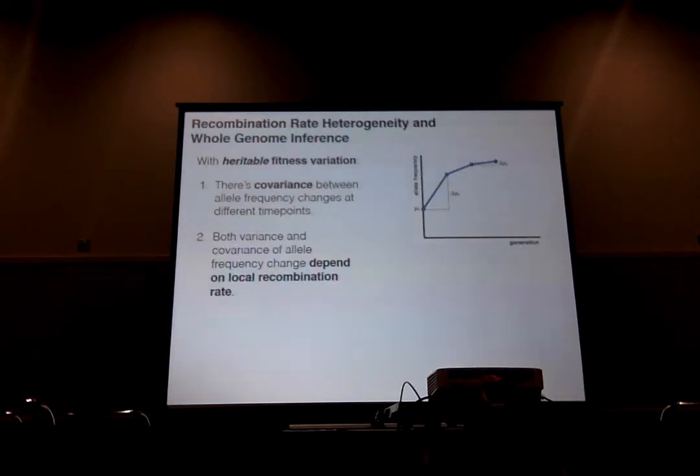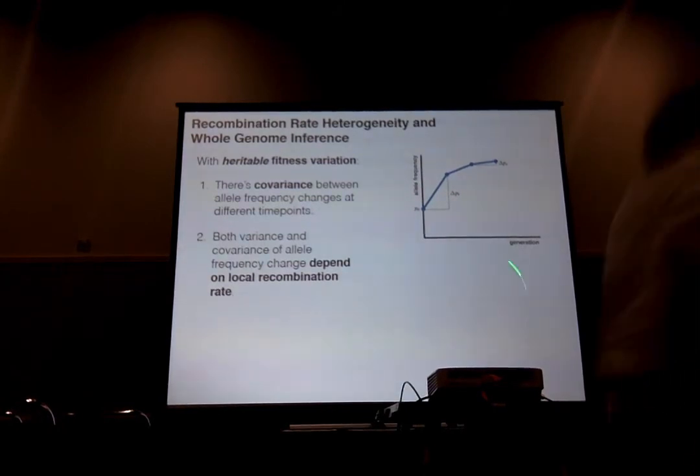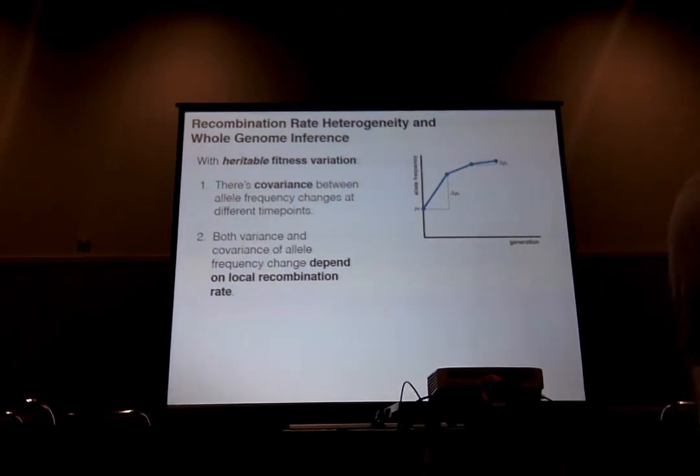So just a quick recap before I move on to the next section. There's covariance between allele frequency changes at different time points when there's heritable variation for fitness in the population. And this is a really potentially interesting signal in analyzing temporal data sets. And importantly, both variance and covariance of allele frequency change depend on the local recombination rate.